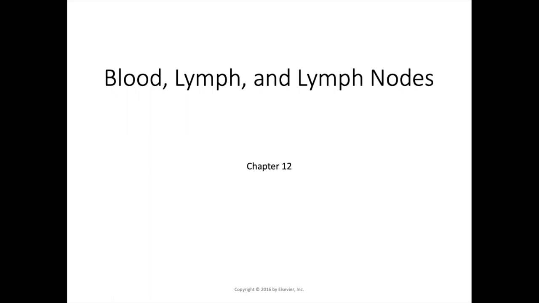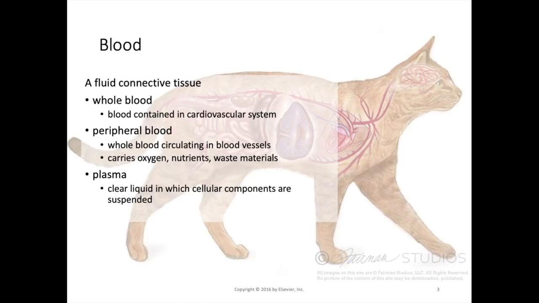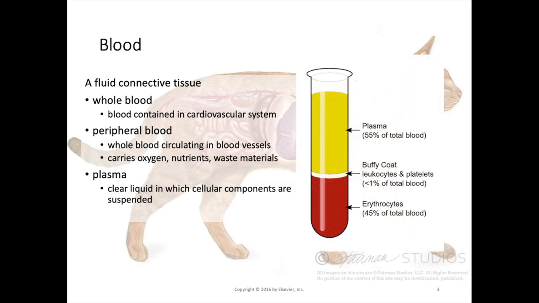Blood, lymph, and lymph nodes specifically we'll talk about today. So we're going to look at blood composition and its function. Blood is a fluid connective tissue. Whole blood is blood contained in the cardiovascular system. Peripheral blood, we're talking about whole blood circulating in blood vessels, which carries oxygen, nutrients, and waste materials. And plasma is the clear liquid in which cellular components are suspended, which of course, together, creates whole blood.